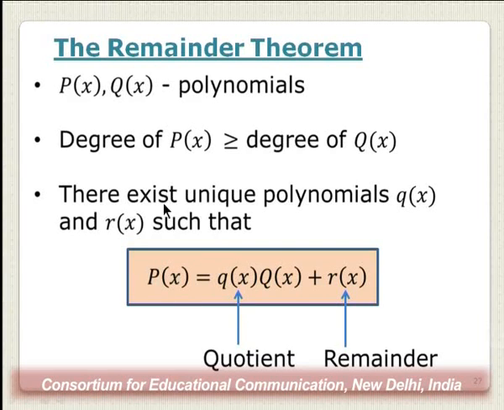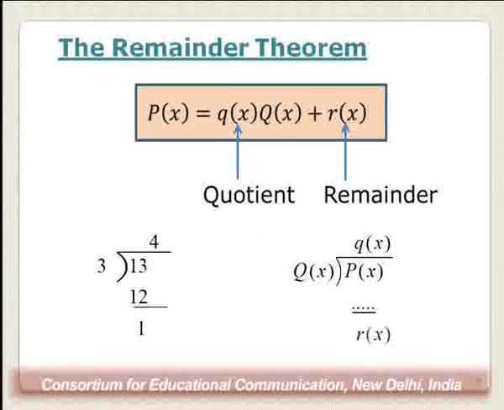So if this is the case, then there always exist unique polynomials lowercase q of x and r of x, such that we can write the polynomial p of x as lowercase q of x times capital Q of x plus r of x. And here, as I'll just show you, this little q of x is nothing but the quotient, and r of x represents the remainder. So let's take a look at this result.